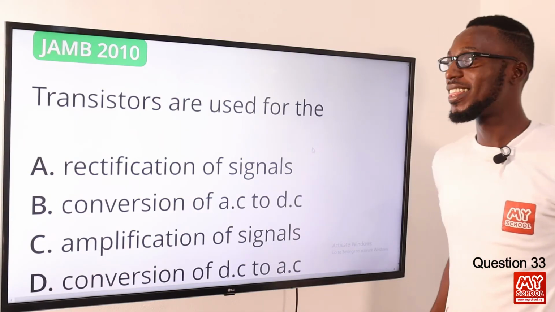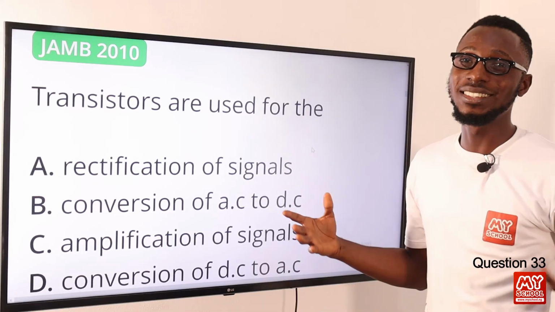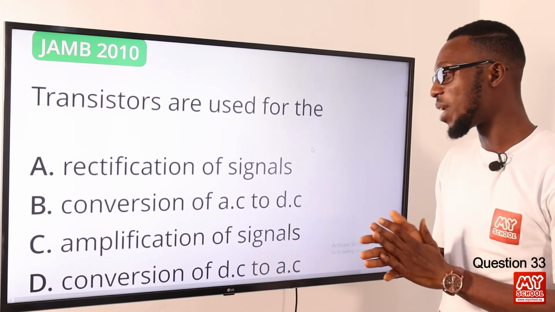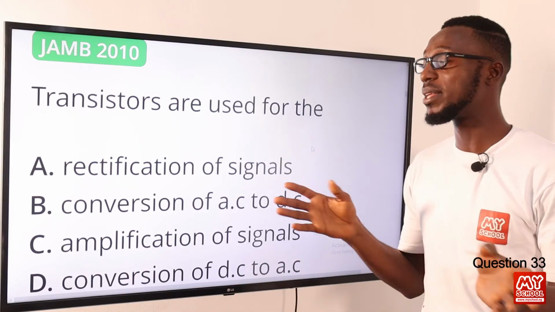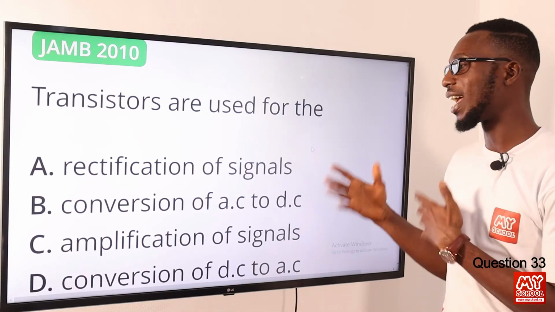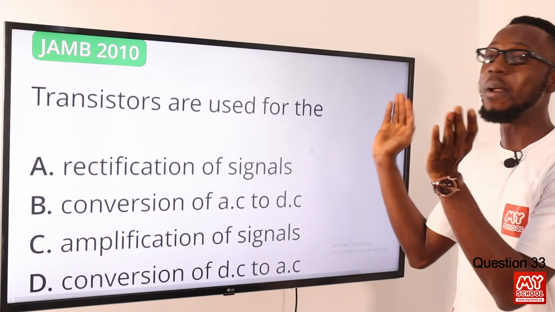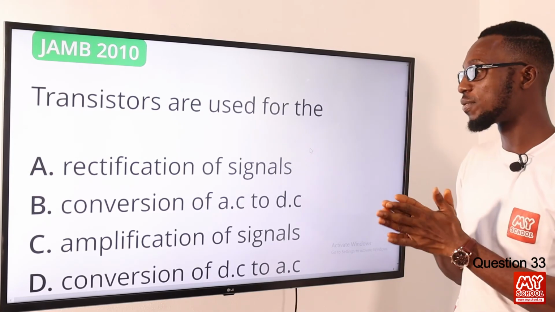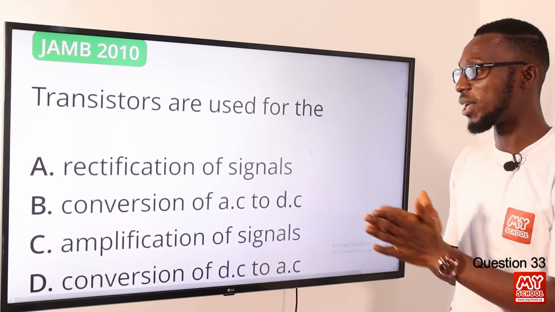Question number 33. Transistors are used for what? Basically they are used as current amplifiers. When it comes to amplifying or switching electrical signals, we are talking about transistors. Conversion of AC to DC, we can talk about your PN junction diode. They can act as rectifiers, converting AC to DC. So going back to the question, transistors are used for the amplification of electric signals to be specific. So the correct option is option C.